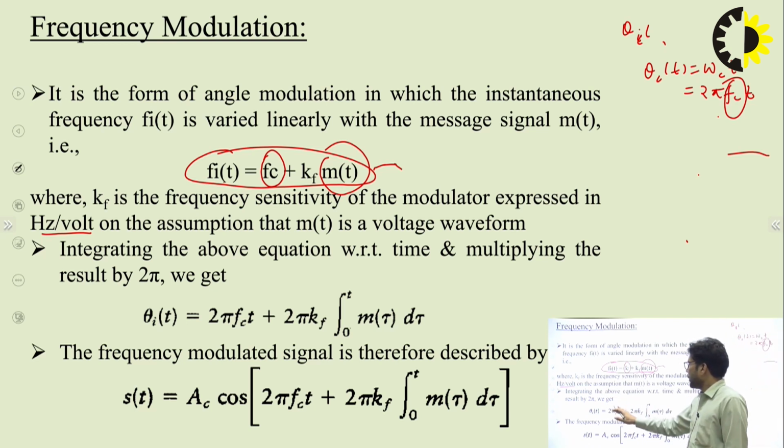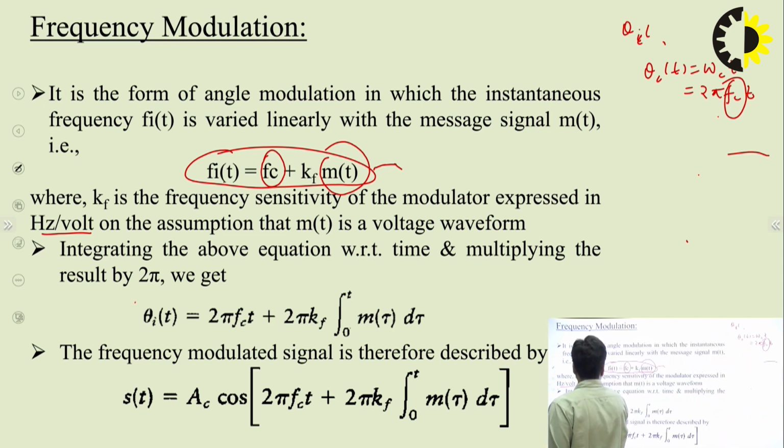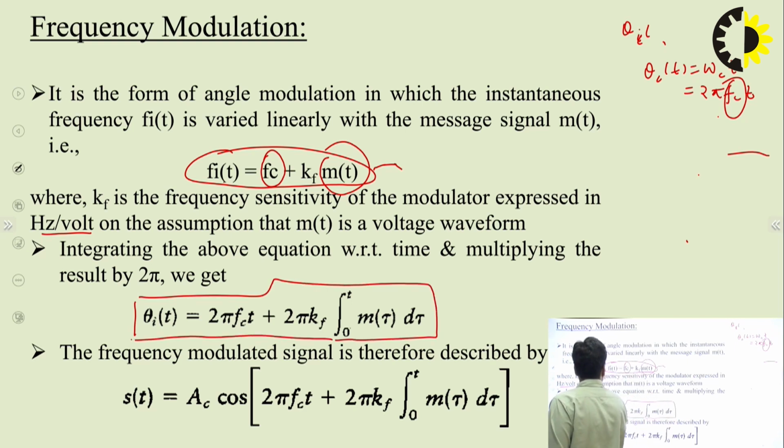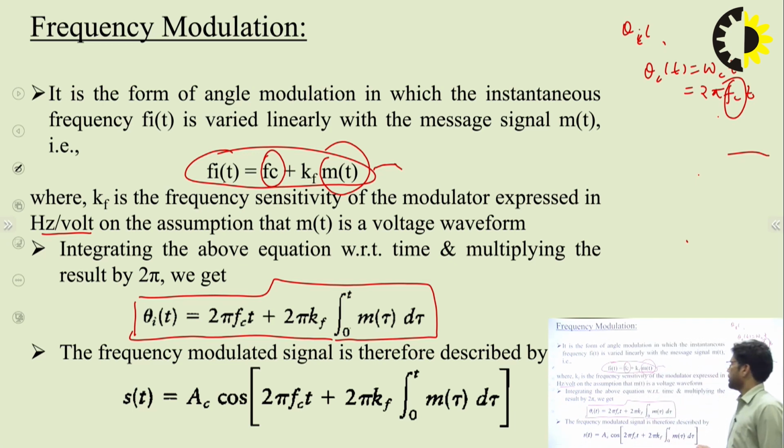In terms of phase, we can change this equation into the form of theta i(t), the instantaneous value of the angle at particular frequencies. So theta i(t) is the instantaneous value of the angle. Here you can see we need to take the integration of this equation. So we have this equation now, 2 pi fc t plus 2 pi kf integral from 0 to t of m(t) dt. So here you can see we have to do the integration of the message signal.